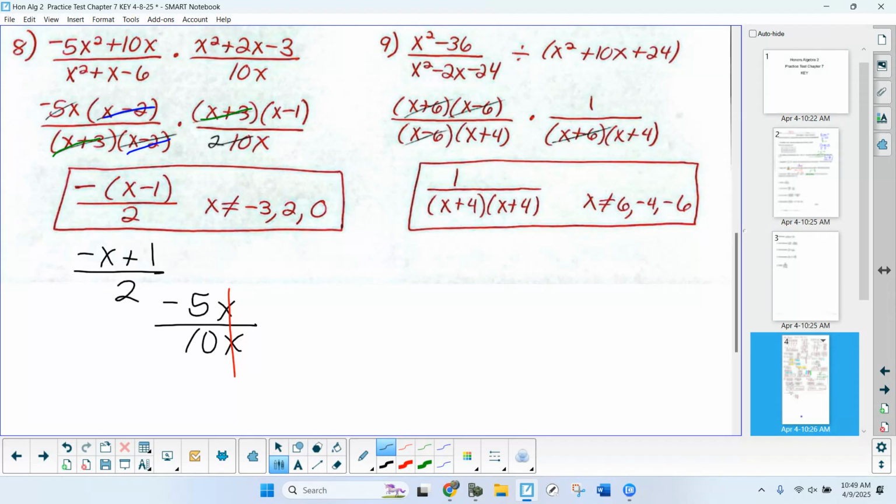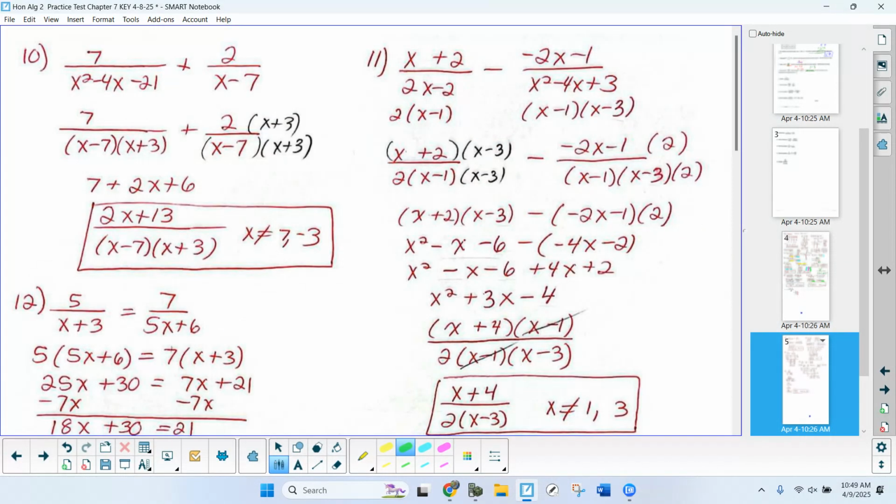Okay, problem number 9. When you are dividing, remember, keep, change, flip. Difference of squares, trinomial, trinomial. You cancel like parts. Can I cancel? This happened on the quiz. Can I cancel those? Because they're both on the what? Denominator. Questions on 9?